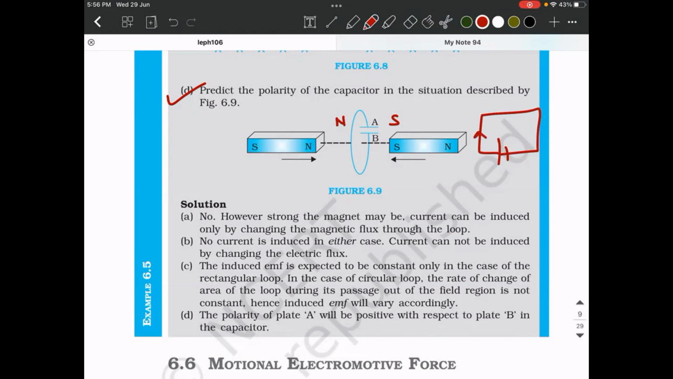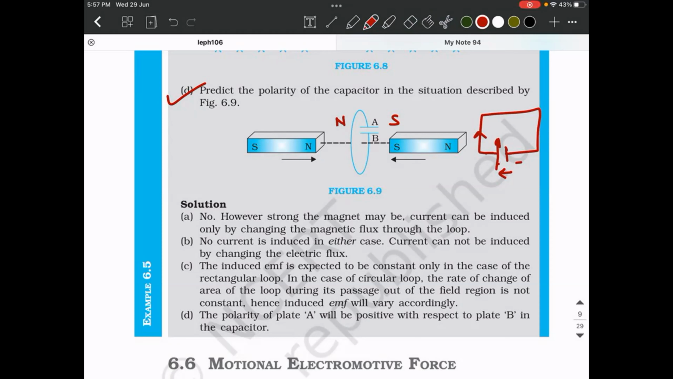What is the direction of current? You take it like this. So what does that mean? Current flows from higher potential to lower potential outside the battery, whereas from negative to positive inside the battery. Only then can it complete a loop. Right? Same logic is applicable.